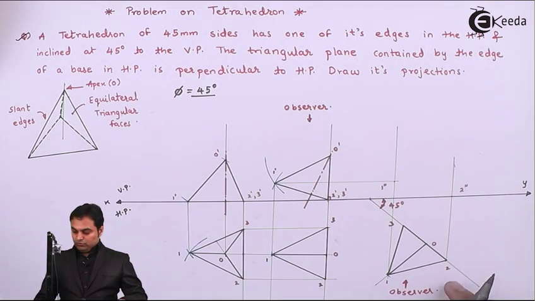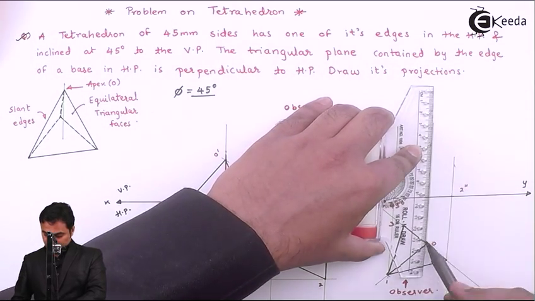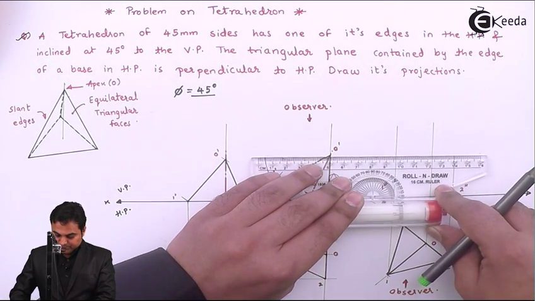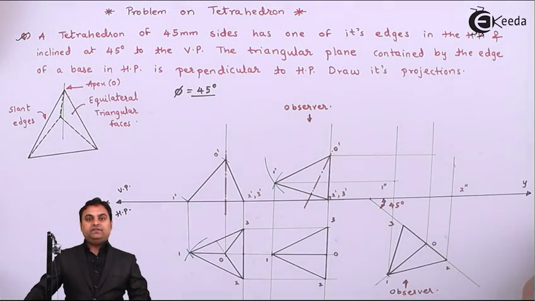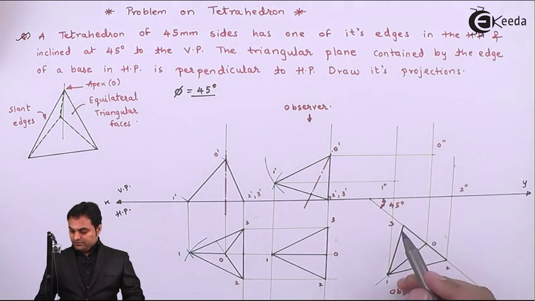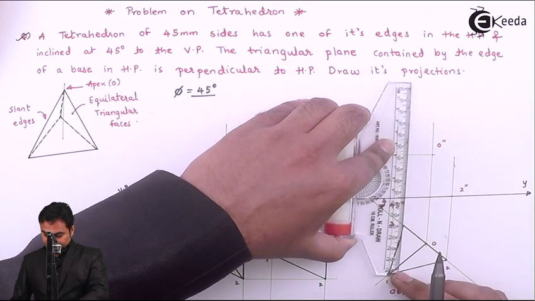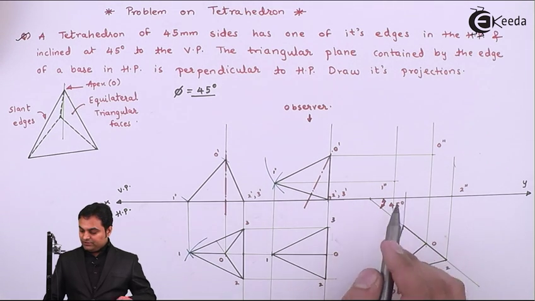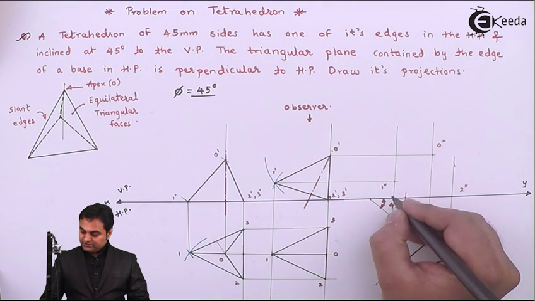Then point O, which is the apex. I am projecting O dash from the front view. Now wherever point O and O dash intersect, that gives us point O double dash. Then point 3 will be projected from the top view, and 3 dash is on the XY line, so 3 and 3 dash, where they intersect, that gives me point 3 double dash.